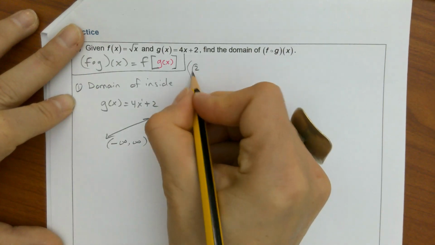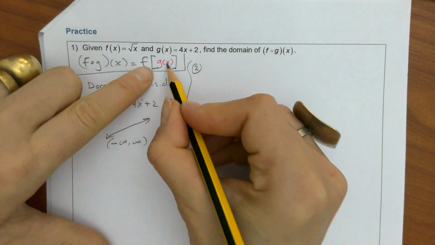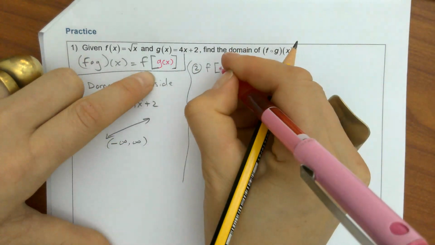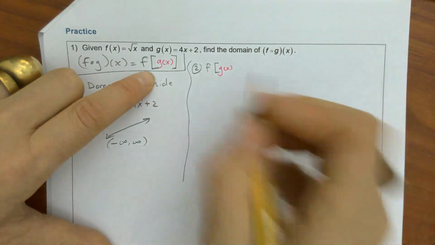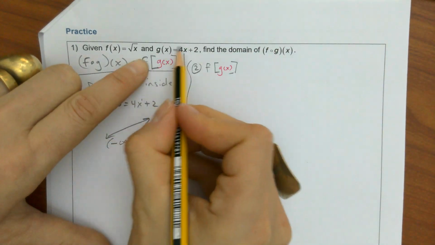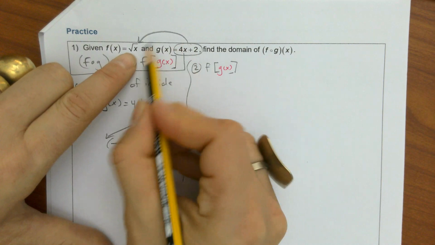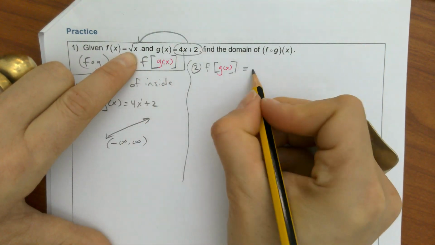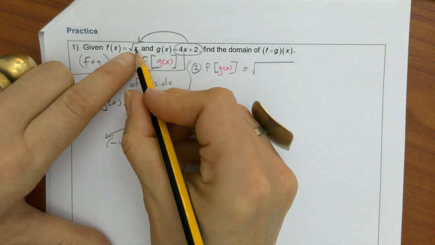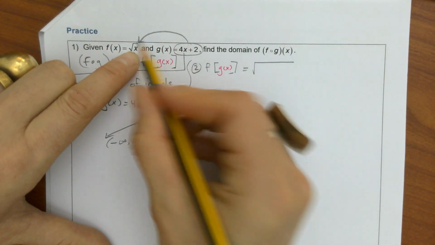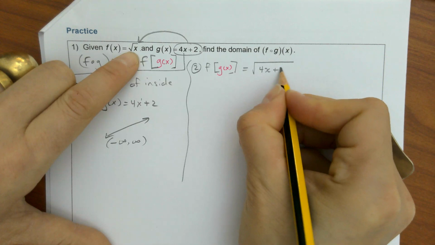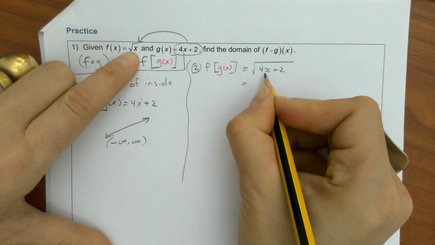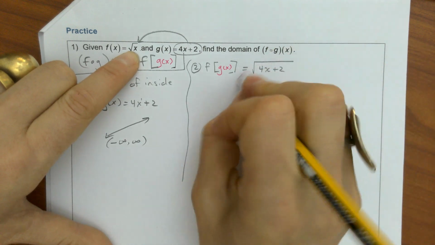Now step 2, I have to find the composition of this. So I'm going to go f of g of x. That means I have to put g of x inside this one. So wherever there's an x, I'm going to put this. So I have the square root, and I don't put x, I put this where the x is. So 4x plus 2. Can I make this more simple? No, so I have to leave it.